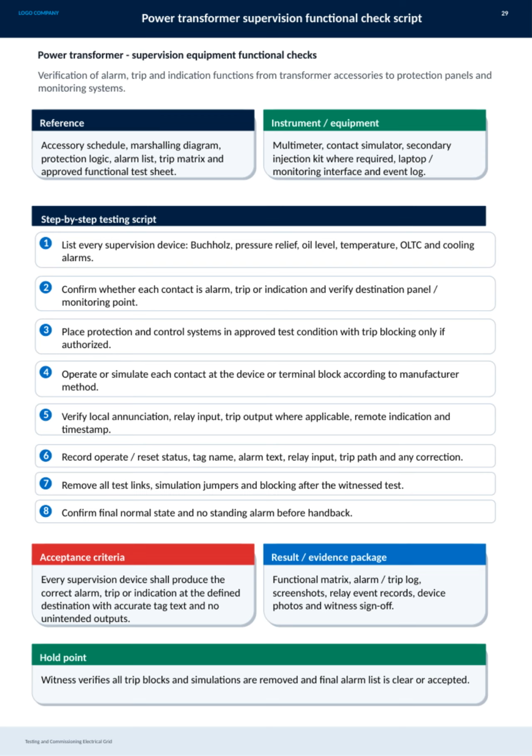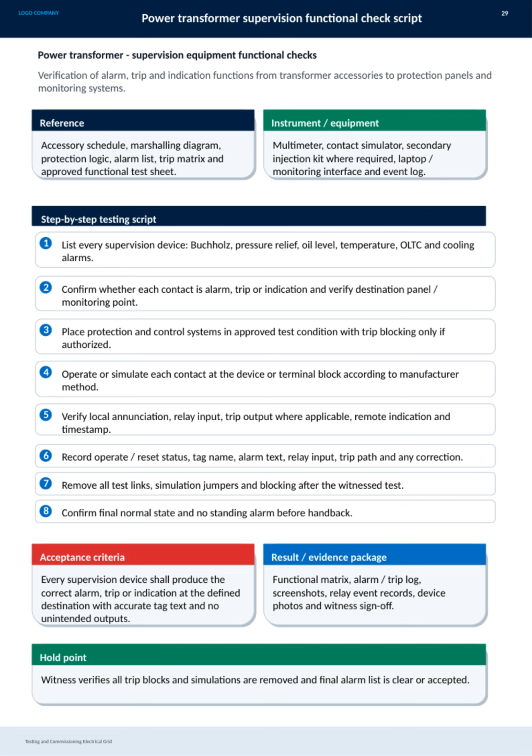During this, we verify local enunciation, relay inputs, trip outputs, remote indications, and timestamps to ensure proper response. All operate and reset statuses, tag names, alarm texts, relay inputs, trip paths, and any corrections must be recorded accurately. After the tests, it's essential to remove all test links, simulation jumpers, and blocking devices. Finally, we confirm that the system returns to a normal state, with no standing alarms before handback.